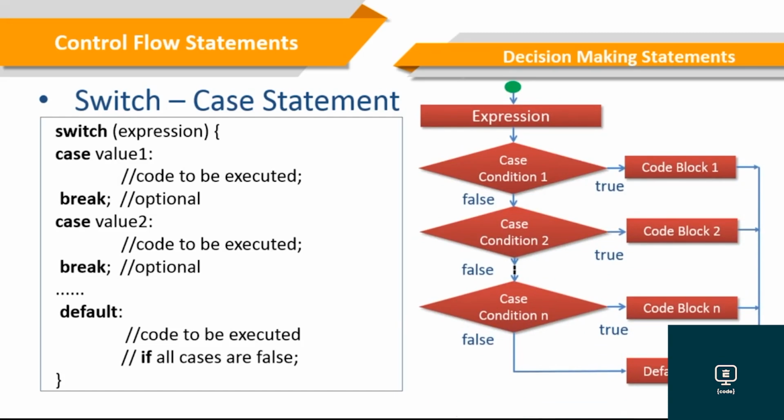The switch case statement starts with a switch keyword and a conditional expression between brackets. So if case condition 1 is true, code block 1 is executed. If case condition 1 is false and case condition 2 is true, code block 2 is executed, right? So if case condition 1 is false and case condition 2 is false, if case condition N is true, then code block N is executed, right? So if all case conditions are false, the default code is executed.